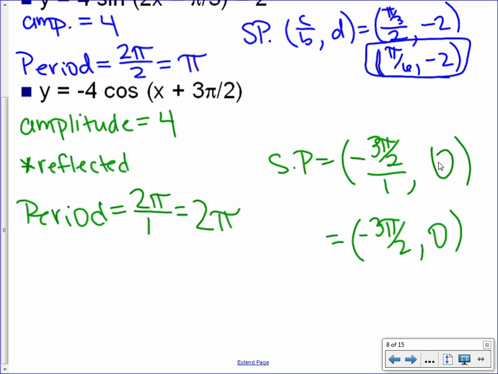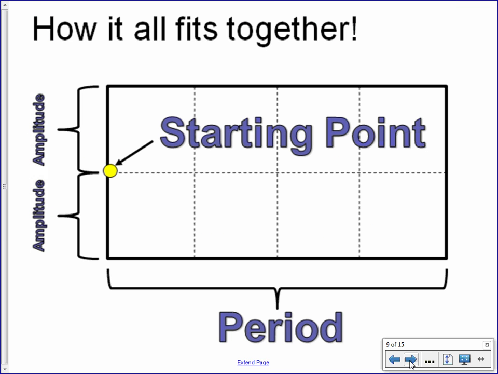So what's the framing method? This is our frame. We are going to draw a starting point, and then we are going to draw a rectangle where we go up and down our amplitude and over our period. So we're going to plot our starting point, and draw our frame by going up our amplitude, down our amplitude, and then over the length of our period.